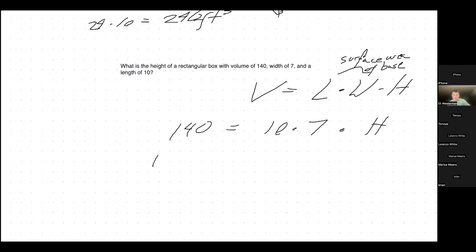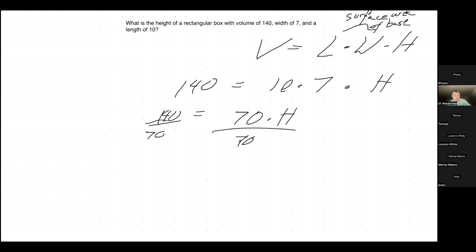140 equals 10 times 7, which is 70, times h. Then we can divide both sides by 70. And we have 140 divided by 70 is 2, so h equals 2. So it appears the height is 2. This box is not very high, so it's a very shallow box.